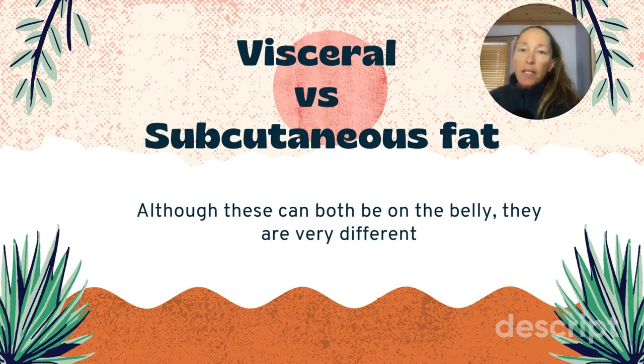It's good to be clear on the difference between visceral and subcutaneous fat. Visceral fat sits in the abdomen, under the muscle, and it surrounds and is in between your organs. It's often referred to as abdominal fat, and having too much of this is inflammatory and it increases the risk for several chronic health issues, including dementia.